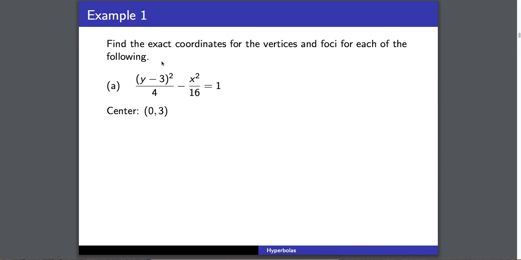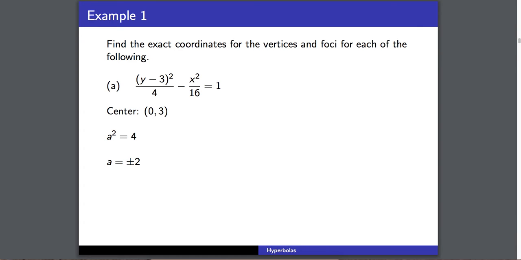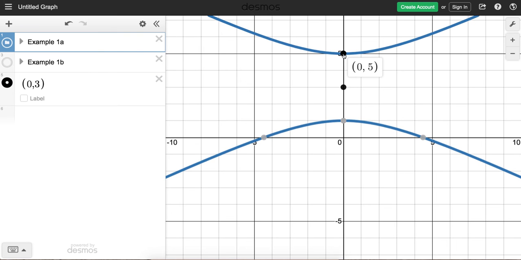So to get our vertices from the equation, a squared equals 4. Even though 16 is larger than 4, a squared is always going to be below the positive denominator. So if a squared equals 4, that means a is plus or minus 2, which makes sense because we have to go up 2 units to get to this vertex and down 2 units to get to this vertex. So adding and subtracting 2 from the y coordinate of our center puts our vertices at (0, 1) and (0, 5).